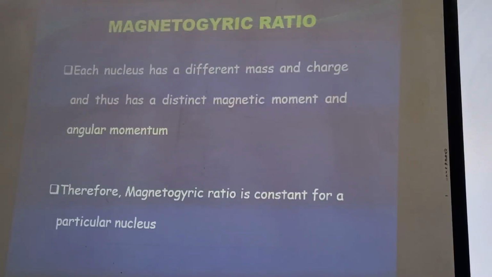The magnetogyric ratio, or gyromagnetic ratio, we discussed last time. It's a characteristic property of each and every nucleus that is associated with a certain amount of spin. Because each of these nuclei has different mass and charge, their angular momentum would be different and their response towards the magnet would be different. That is why each nucleus has a different magnetogyric ratio.